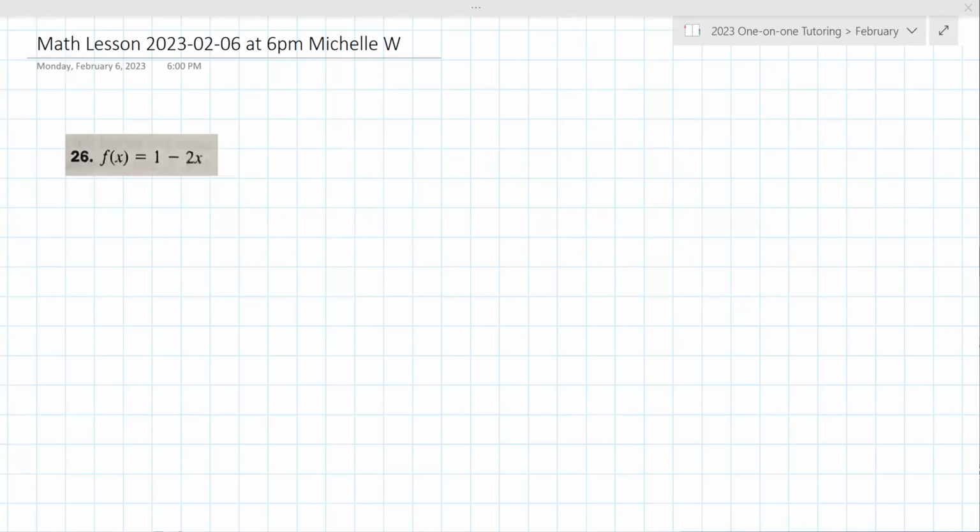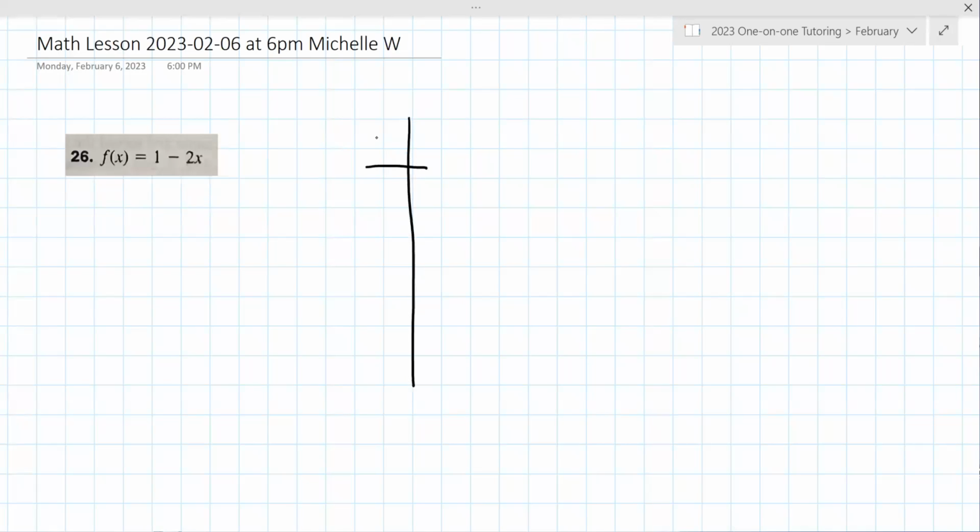Okay, Michelle, we're going to get started today. Looking over your assignment here for chapter 5, section 5.1, number 26. It says to evaluate the function and then sketch a graph. So we're actually going to make a table here to do this, and then we'll be able to make a graph.